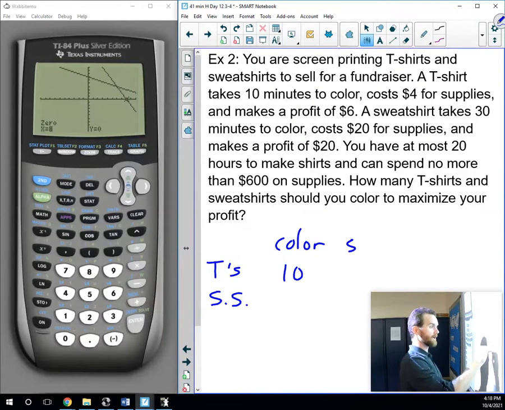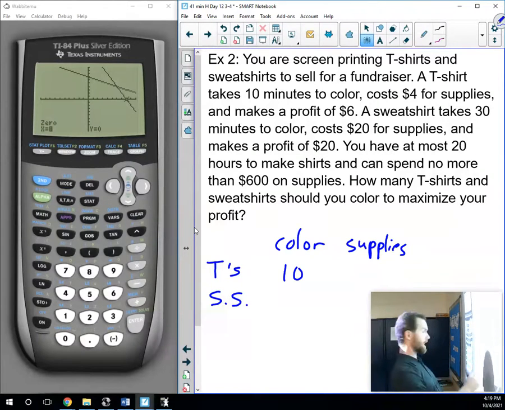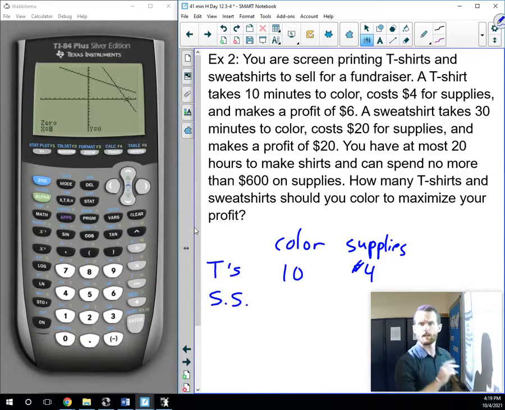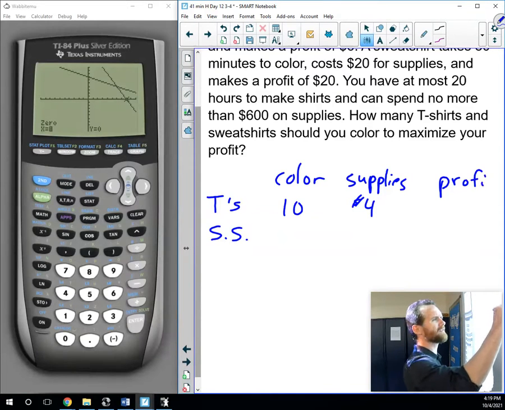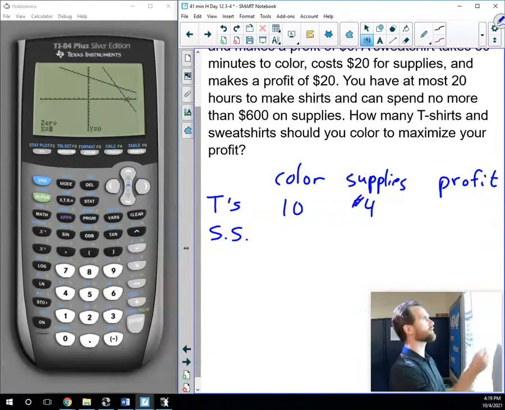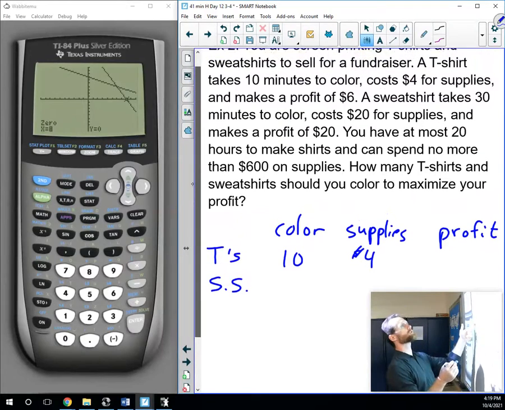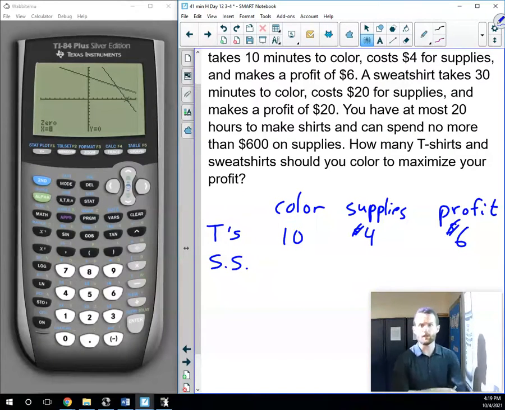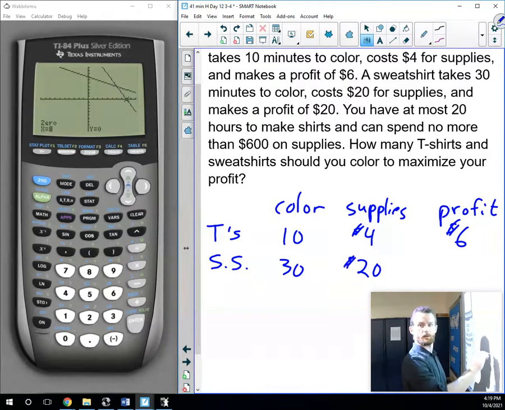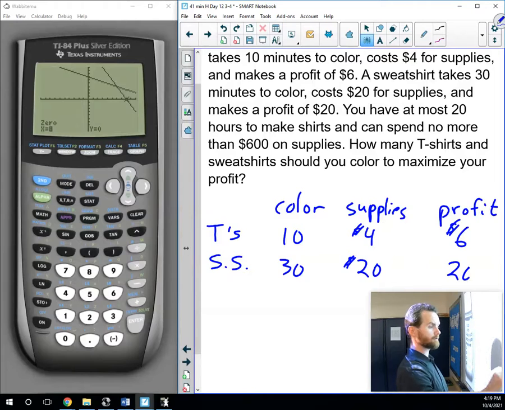Okay, so we've got supply costs. Supplies are $4 per t-shirt and it makes a profit of $6. Again, we're trying to maximize profit. You don't have to have what you're maximizing at the end, it's just a preference. I already forgot the number. This is why I shouldn't talk while I'm reading. $6 profit. All right, now we go to the sweatshirt. It takes 30 minutes to color, costs $20 for supplies, and makes a $20 profit.